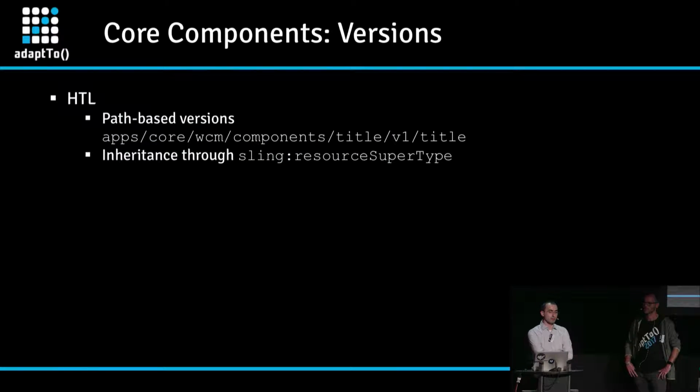For these components, in order to be able to evolve them through time and not be locked into a certain version like we are right now with the foundation components, we went for versioning, which is done at HTL level through path-based versions. So you will find that each component in its path has its version, and inheritance is used between components, sometimes by Sling resource supertype.